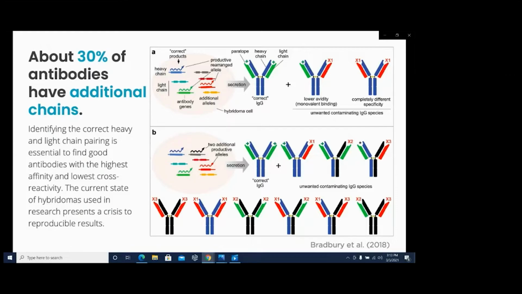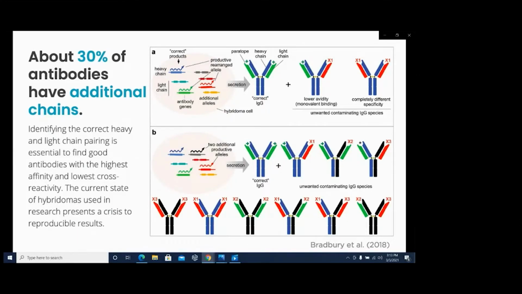So what we've got here, best case scenario, we might get some lower activity from the antibody that's a mixture, or no binding activity from the completely different specificity. But in the worst case scenario, we can start binding different targets altogether. And these are going to be completely random based off the pairings.